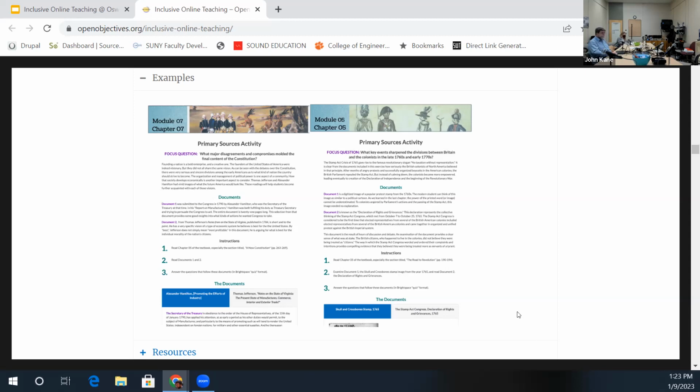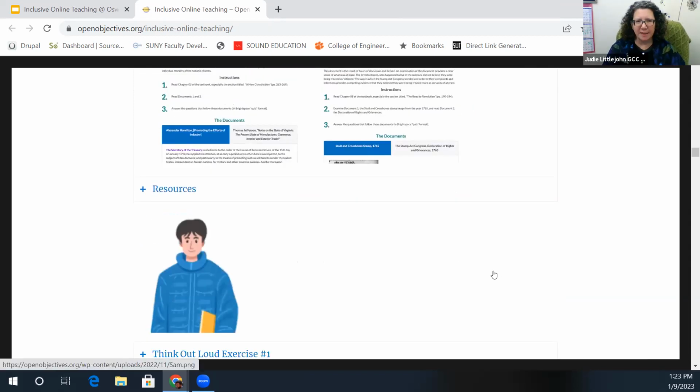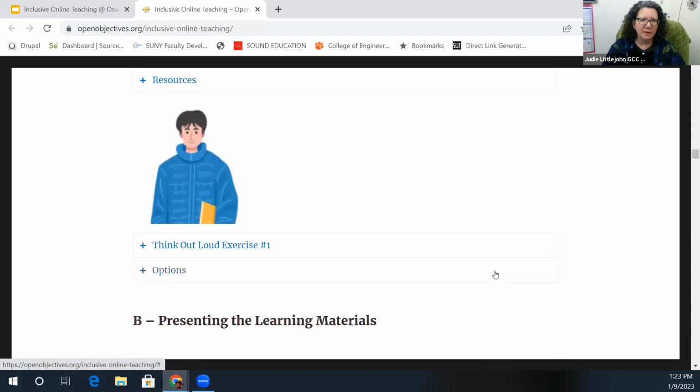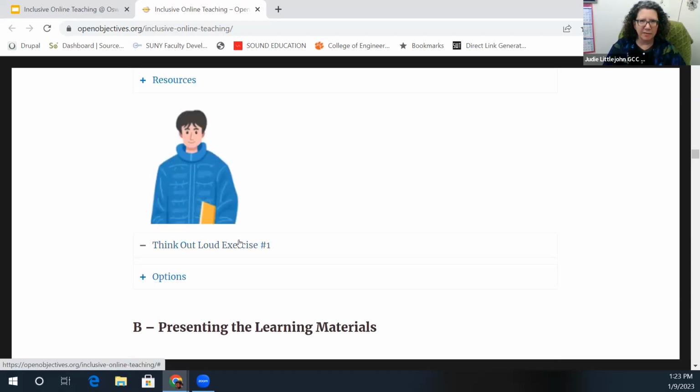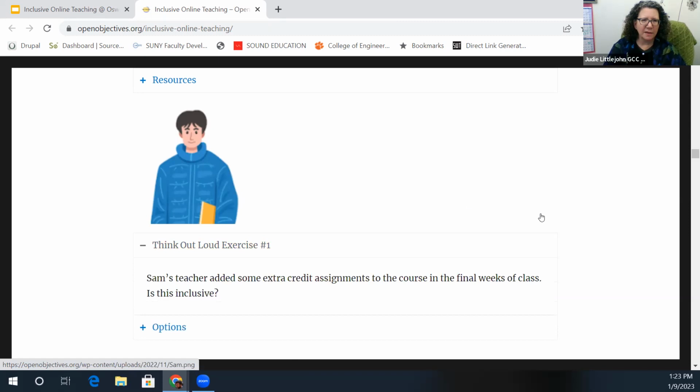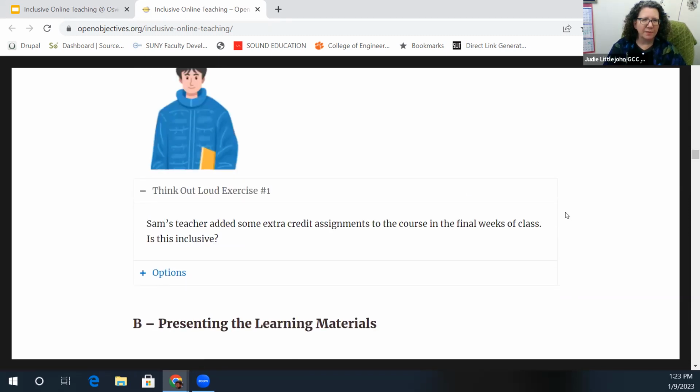All right, and if we just scroll down a little bit, we're going to circle back to Sam for a minute. And remember, we've got Sam and Sarah that we're trying to help out here. We want to get people's input on this. Sam's teacher added some extra credit assignments to the course in the final week of class. Is this inclusive? Extra credit assignments thrown into the final weeks.